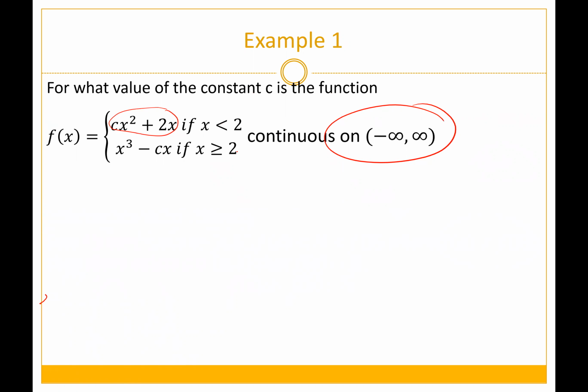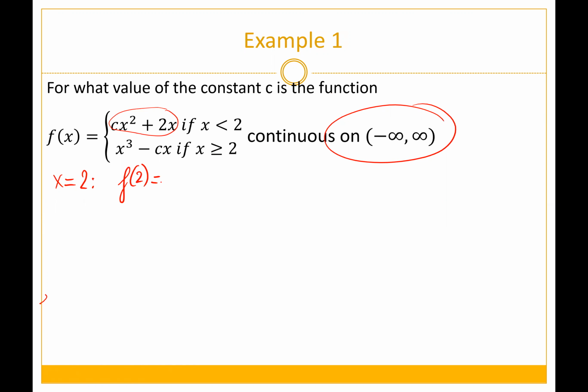And the same logic applies for x cubed minus cx, which is the other expression. Then f(x) is also defined everywhere when x is bigger than or equal to 2. So what we need to focus on here is when x equals 2. And so remember the 3 conditions that we need to satisfy so that a function can be continuous at a point: you need f(2) to exist. So f(2) here.